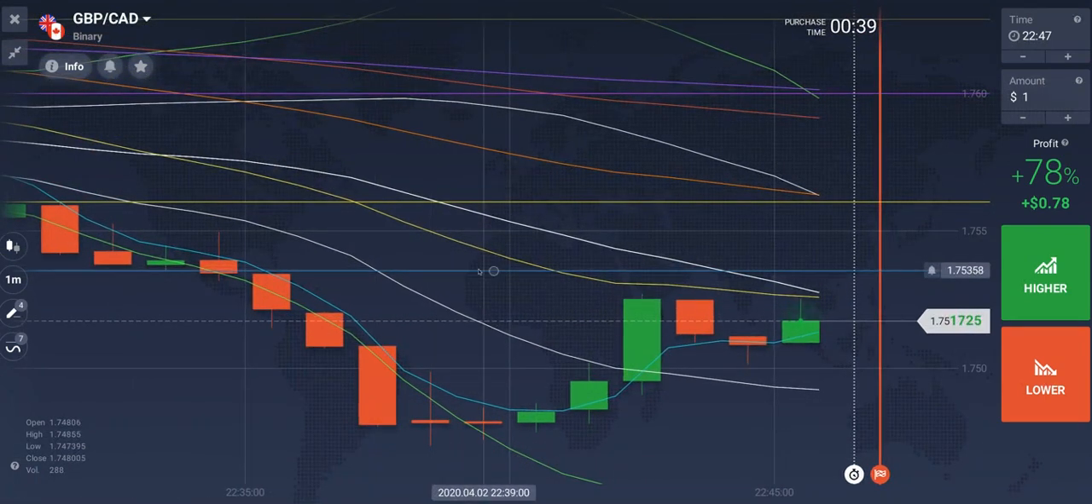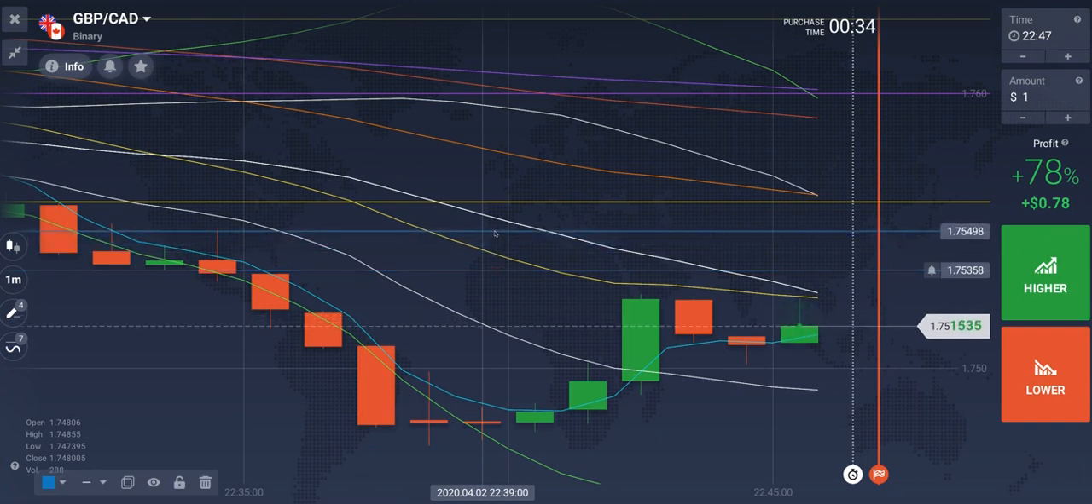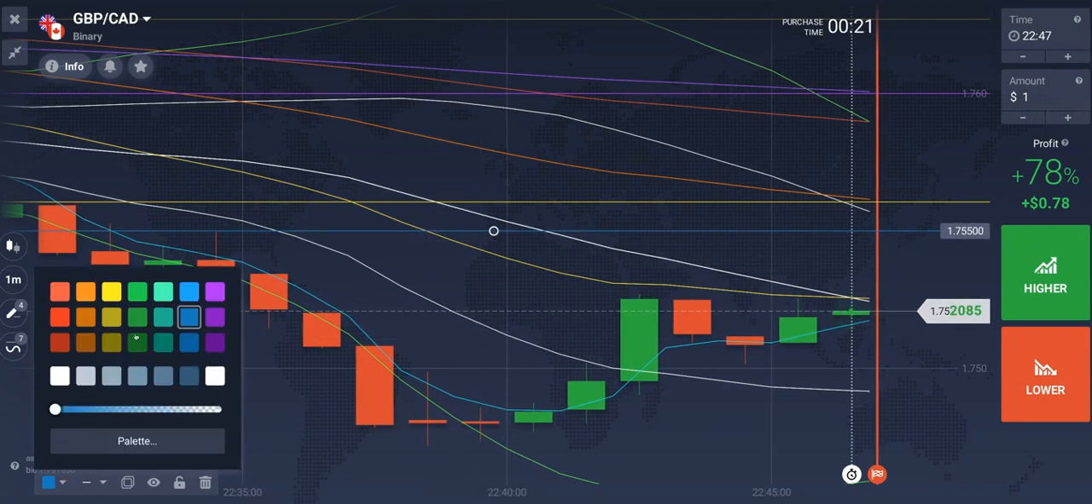It's irritating me. Just give me a second. When you have more than 4 to 5 digits, it's not easy to get the exact price. Okay, got it.